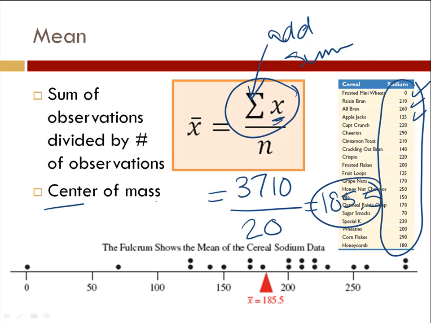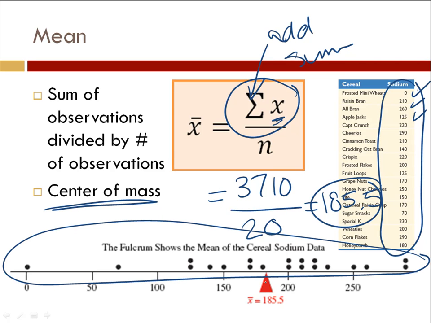The mean is also the center of mass. So if we think of these data values as having some weight associated with them, and then we look at them on a scale, if we put the fulcrum of that scale at 185.5, it would be completely balanced because this is the center of mass for the data set.